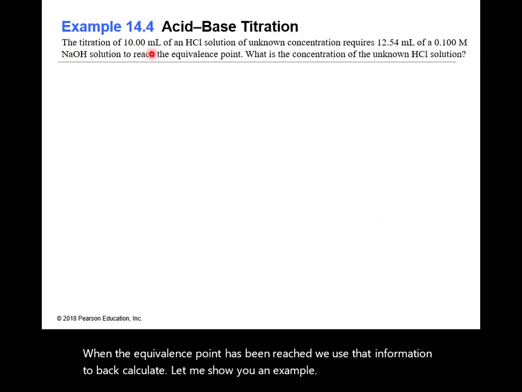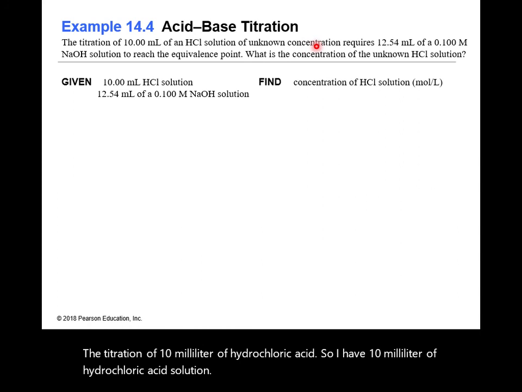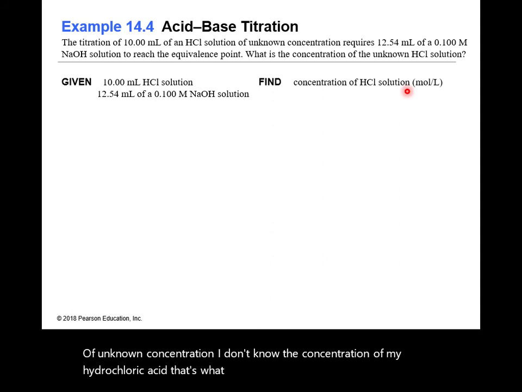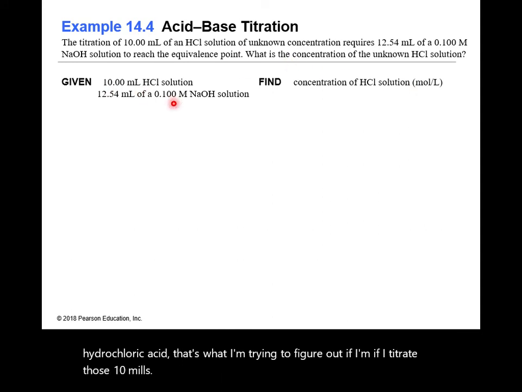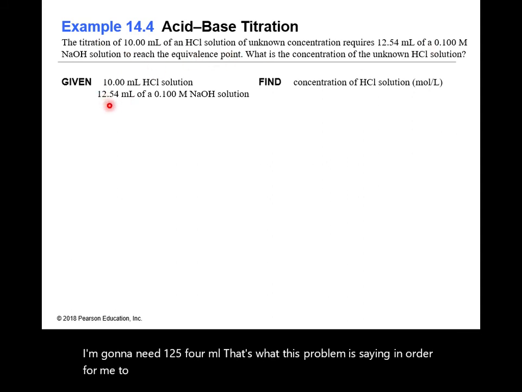The titration of 10 milliliter of hydrochloric acid. So I have 10 milliliter of hydrochloric acid solution of unknown concentration. I don't know the concentration of my hydrochloric acid. That's what I'm trying to figure out. If I titrate those 10 mils with 0.1 molar sodium hydroxide solution, I'm going to need 12.54 milliliter. That's what this problem is saying. In order for me to reach the equivalence point, I need 12.54 milliliter of 0.1 molar sodium hydroxide solution. What's the concentration of hydrochloric acid?